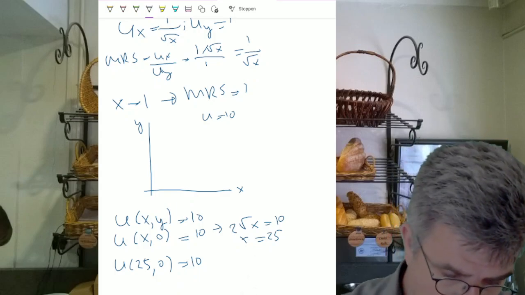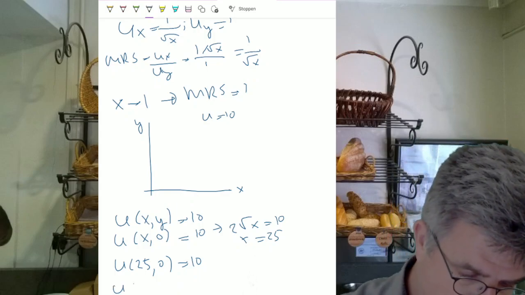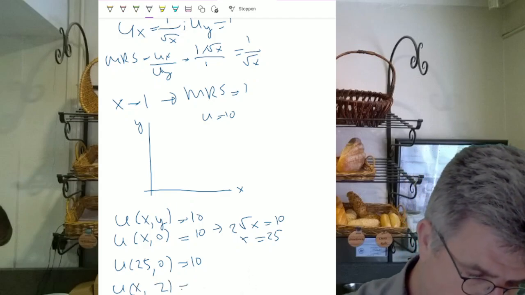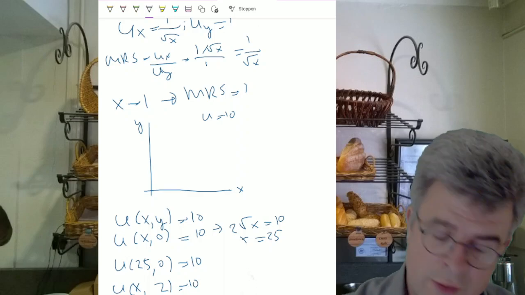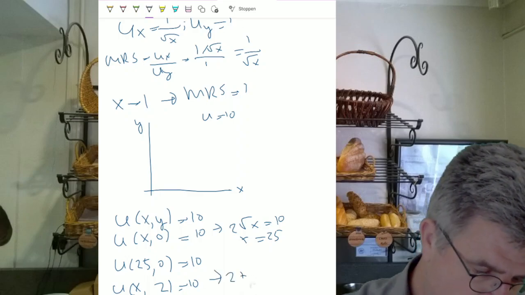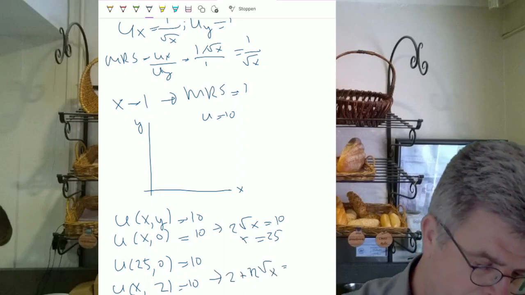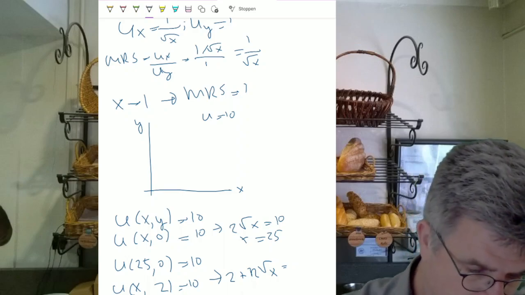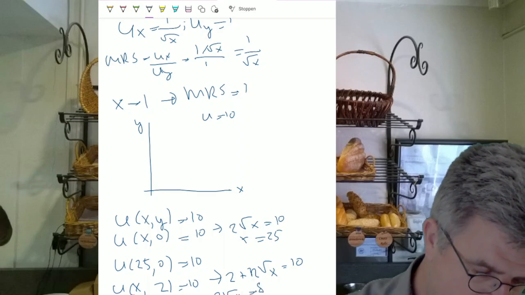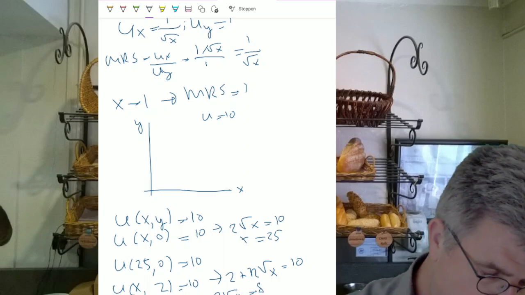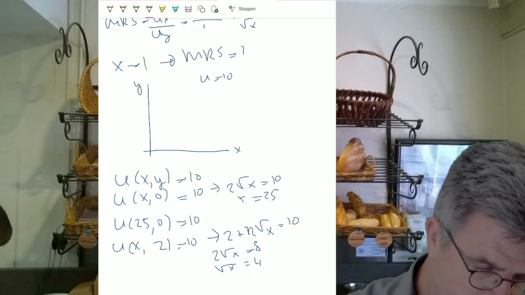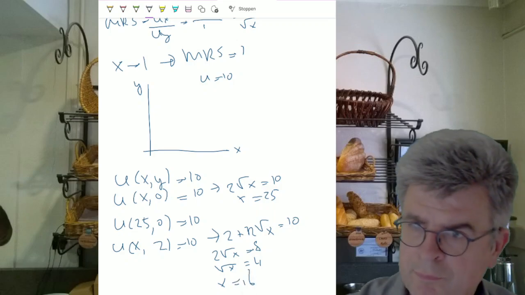Now, can we find the second point on the indifference curve? For example, take a value y equal to 2. What is then the number of units of x that this individual needs in order to get a total utility of 10? Now, in that case, 2 plus 2 times the square root of x needs to be identical to 10, meaning that 2 times the square root of x needs to be equal to 8. So the square root of x is equal to 4 and x is equal to 16.